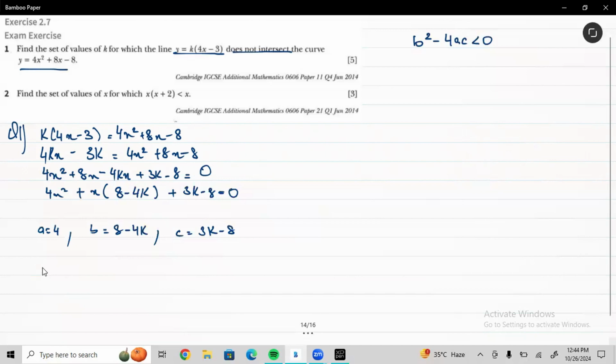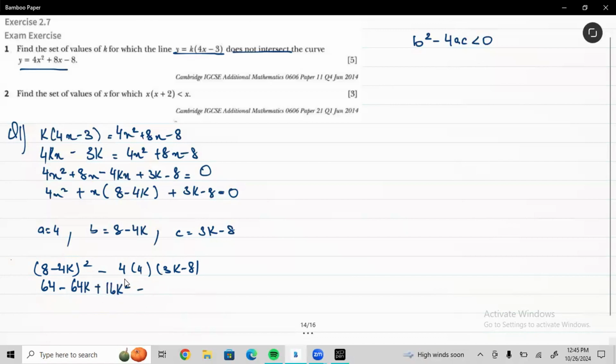So b squared, 8 minus 4k whole squared, minus 4 multiplied by a, which is 4, multiplied by c, which is 3k minus 8. Simplify this: a minus b whole squared is equal to a squared, which is 8 times 8, 64. Minus 2 multiplied by 8 multiplied by negative 4, so 8 times 2 is 16, 16 multiplied by negative 4 is going to be negative 64k. Plus b squared, which is going to be 16k squared.